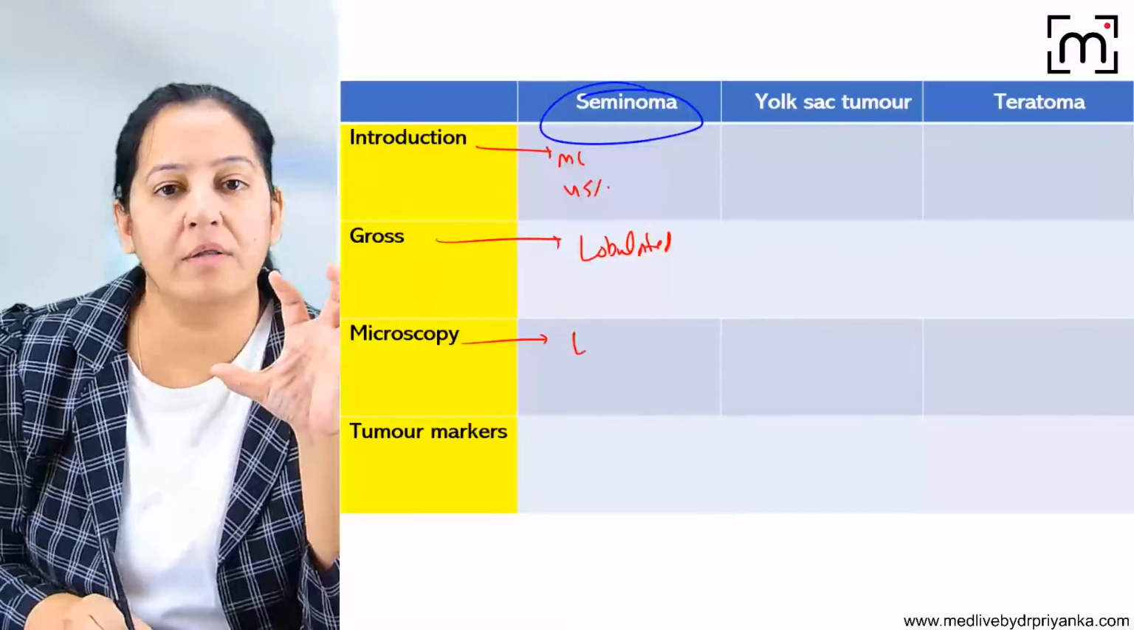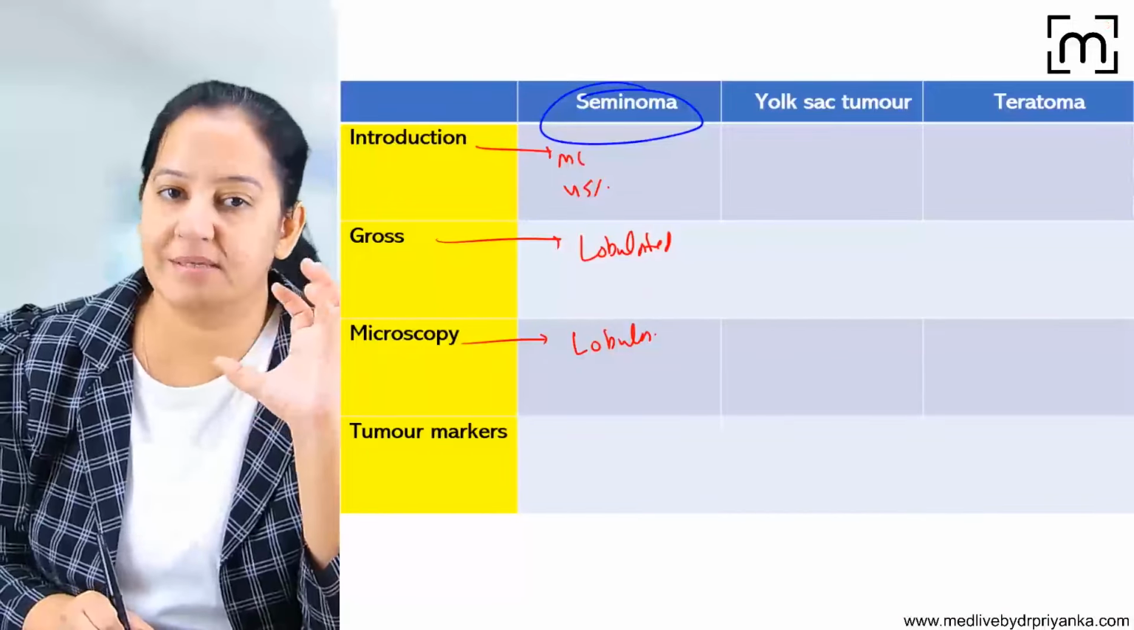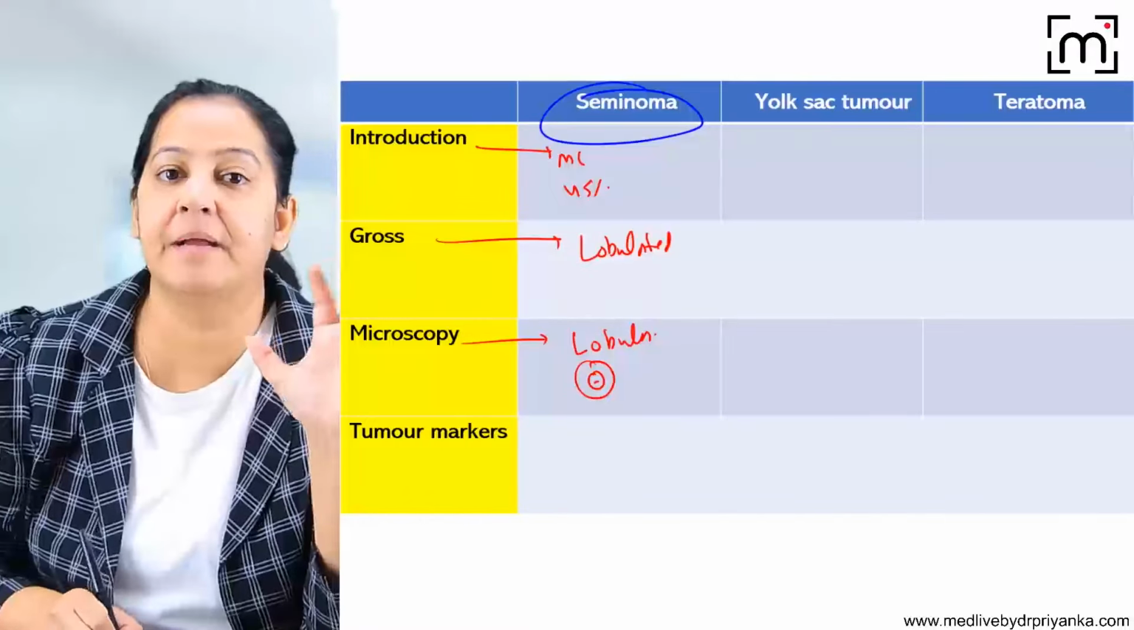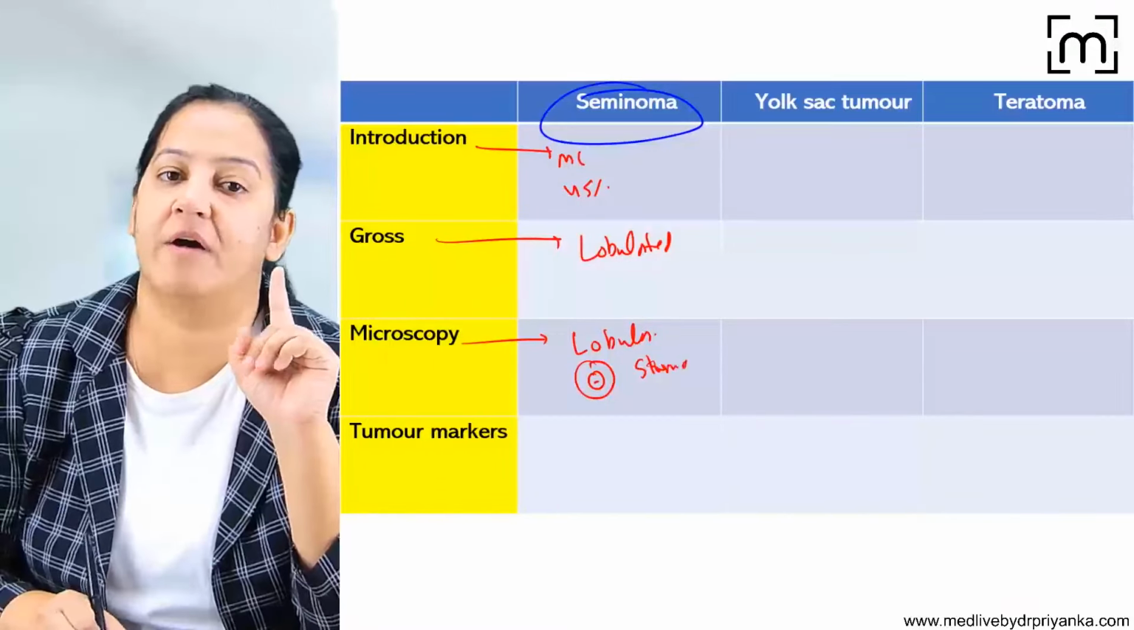You have to draw the entire tumor divided into lobules with the help of stroma. Tumor cells are large, having a central nucleus, prominent nucleoli, clear cytoplasm, and they are uniform. And the stroma contains lymphocytes. You have to label that.